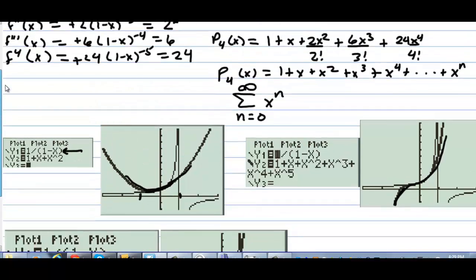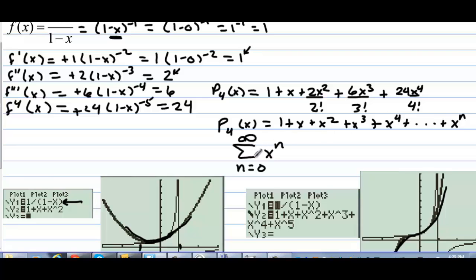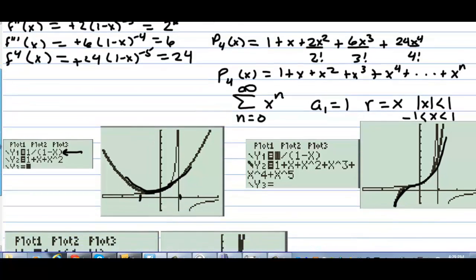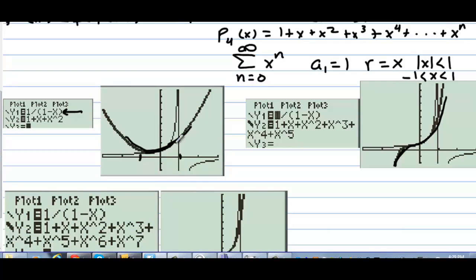Well, think about your geometric series, the test that we have for it. This is a geometric series where a sub 1 is equal to 1 and r is equal to x. And we say, well, the absolute value of x has to be less than 1 in order for this to converge. So x has to be between -1 and 1 for us to get good approximations. If we go outside of that, this function starts to fail. And we even see that when we start graphing these.